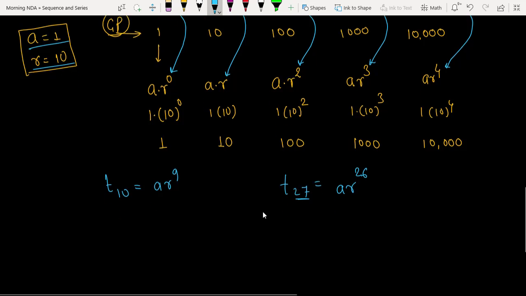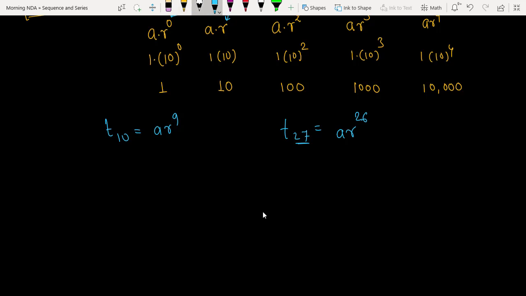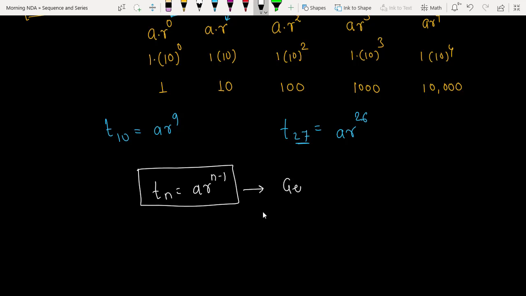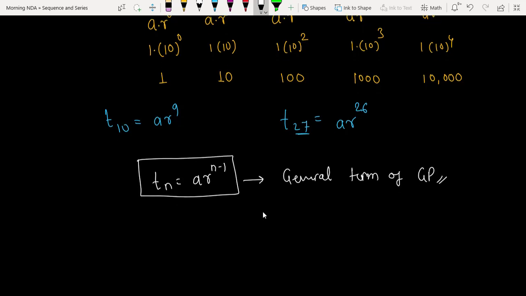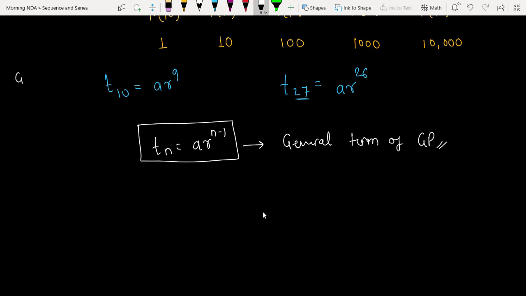So I can write the general term of a GP: Tn is equal to A R to the power n minus 1. If n is there, then the R power will be n minus 1. So this is the general term of a GP. As I told you, the general term and the sum are the only two things you require to know.